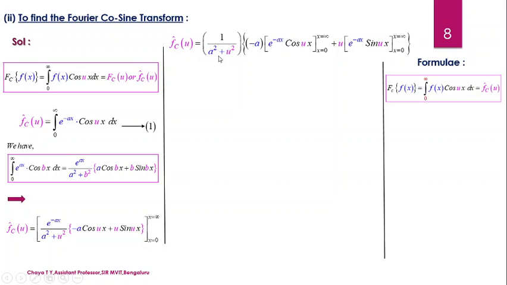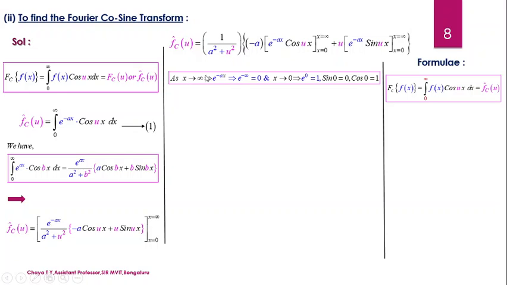Here 1 by (a² + u²) is considered as a constant, and I have minus a for the first term times e^(−ax) cos ux, plus e^(−ax) sin ux into u, and the limits are x varies from 0 to infinity.